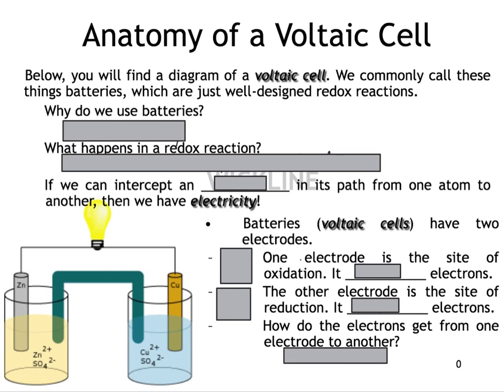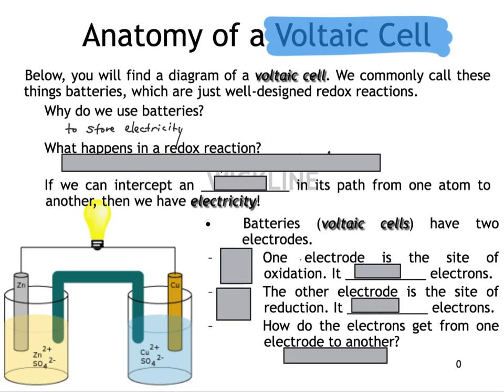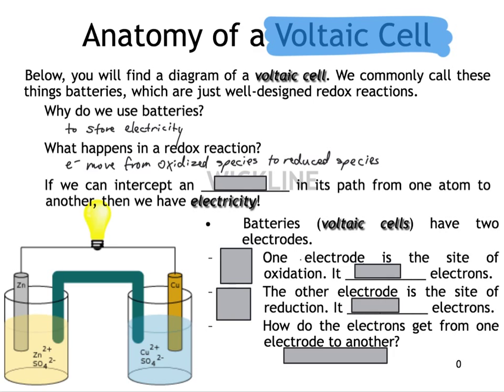And on this slide, I'm going to introduce voltaic cells. Voltaic cells are really, we can think about them as batteries. Basically, we use batteries because we are trying to store electricity, right? And the reason why we have redox reactions is that they can move electrons from the oxidized species to the reduced species. Therefore, if we are just able to intercept the electrons on their way from the oxidized species to the reduced species, then what you've got is electricity.